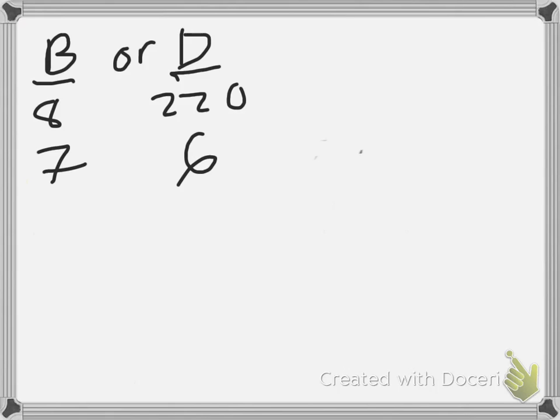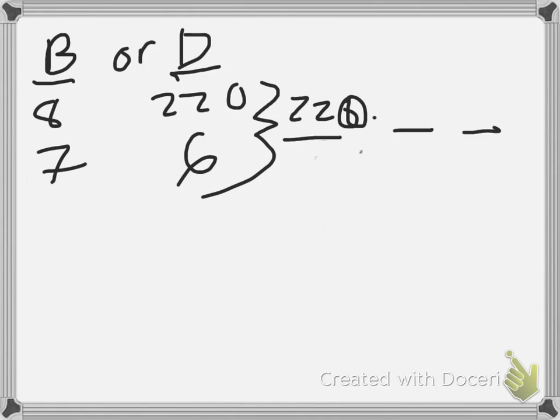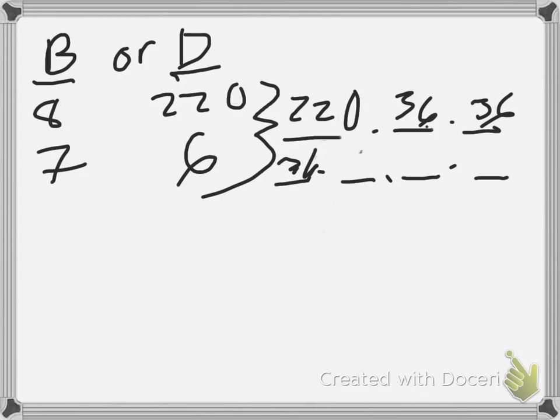So, let's start with our 220. We have 220 designs to pick from. That's 1, then we have 6 more to go: 2, 3, 4, 5, 6, 7. And remember, we're multiplying each. So we have 1, 2, 3, 4, 5, 6, and we still have 36 characters to pick from. So 36, 36, 36, 36, 36.